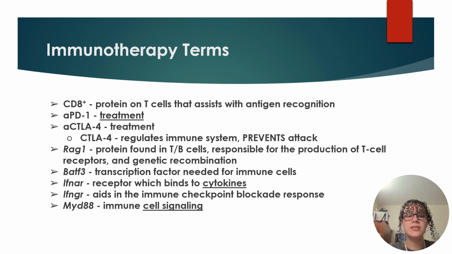So these are some genes. The first one that we're looking at is RAG1, which codes for a protein found in T and B cells. It's responsible for the production of T cell receptors and genetic recombination in B cells. Then we have BAT3, which is a transcription factor needed for immune cells.